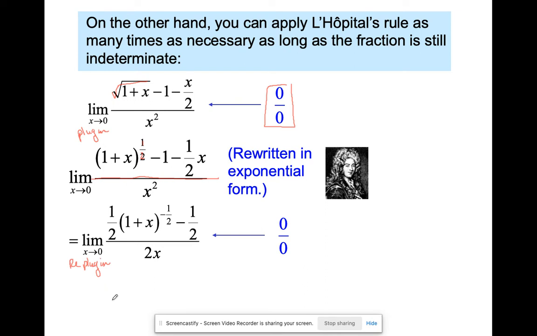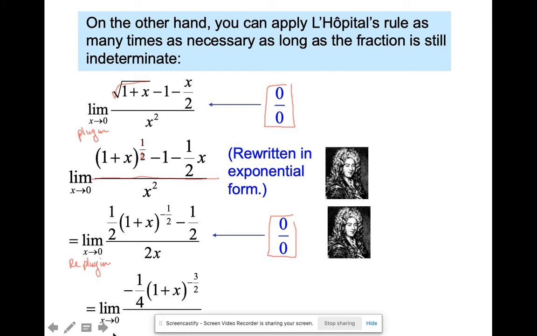Replug in. When I replugged in, I still got 0 over 0. Right? Because I have 1 plus 0 here, which is 1. 1 to any power, except for 0, is 1. 1 times 1/2 is 1/2. 1/2 minus 1/2 is 0, and certainly that's 0. So I have to L'Hopital again. Yep, double L'Hopital. Let's go.